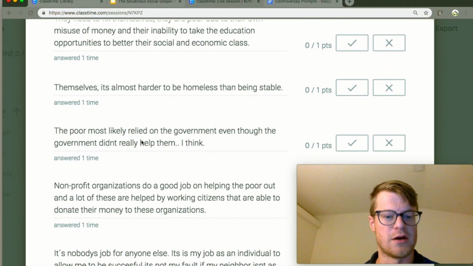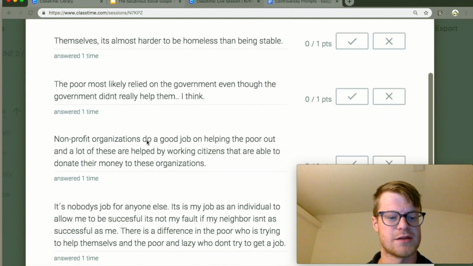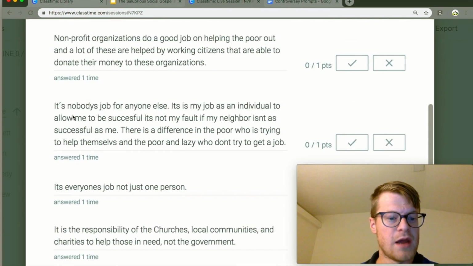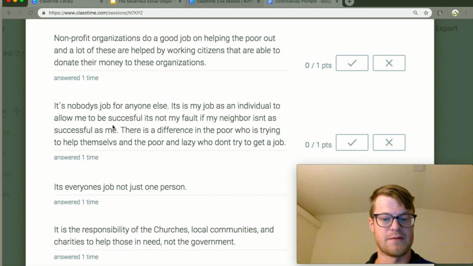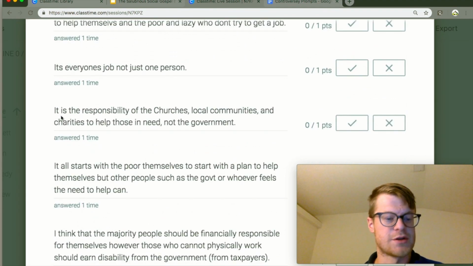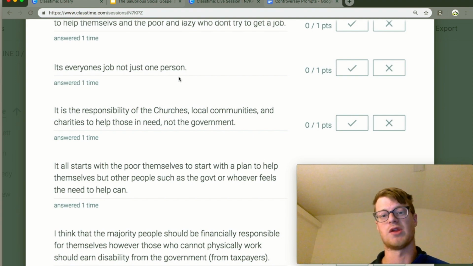The poor most relied on the government, even though the government didn't really help them, I think. So, not exactly sure. It's nobody's job for anyone else. It's my job as an individual to allow me to be successful. It's not my fault if my neighbor isn't as successful as me. Okay? All right, so here's another student. It's a responsibility of churches, local communities, and charities to help those in need, not the government. So we have a wide range of opinions.